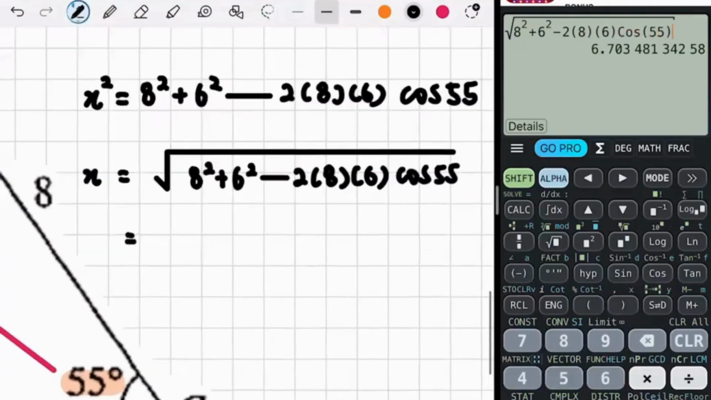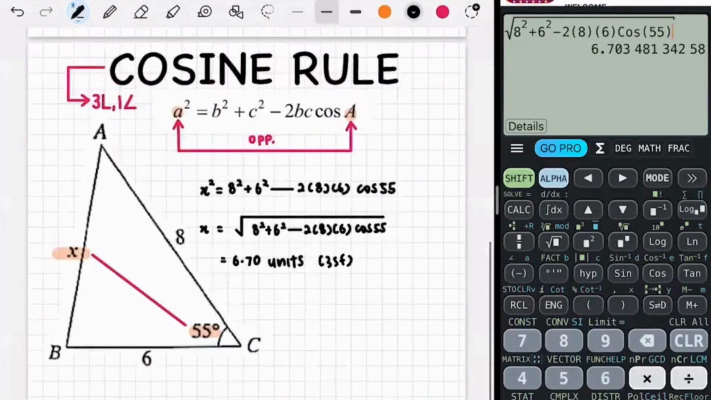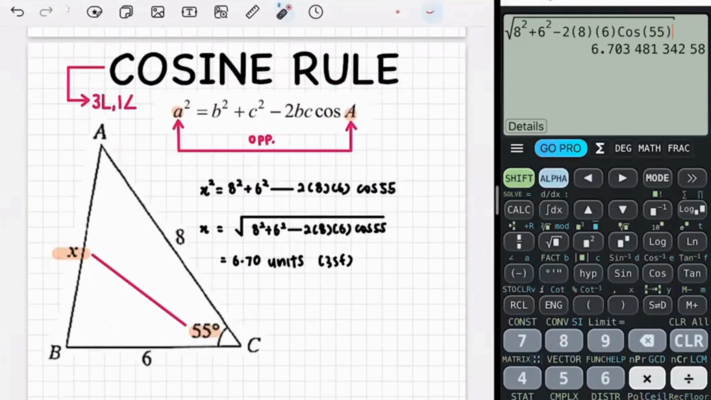So the length will give me 6.70. I also don't know the units. It can be cm, it can be anything. So just 3 significant figures. When you are required to find the length, take note, this is important: make sure that the length and the angle must be this one and this one. Then you'll be fine.